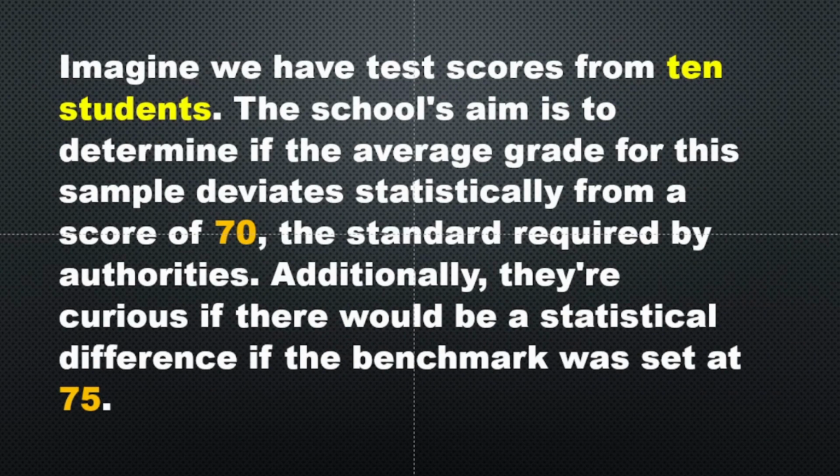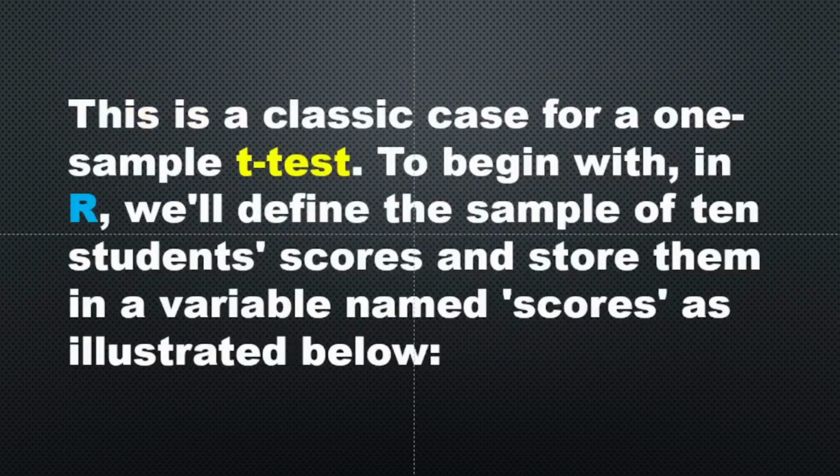The school's aim is to determine if the average grade for this sample deviates statistically from a score of 70, the standard required by authorities. Additionally, they're curious if there would be a statistical difference if the benchmark was set at 75. This is a classic case for a one-sample t-test.